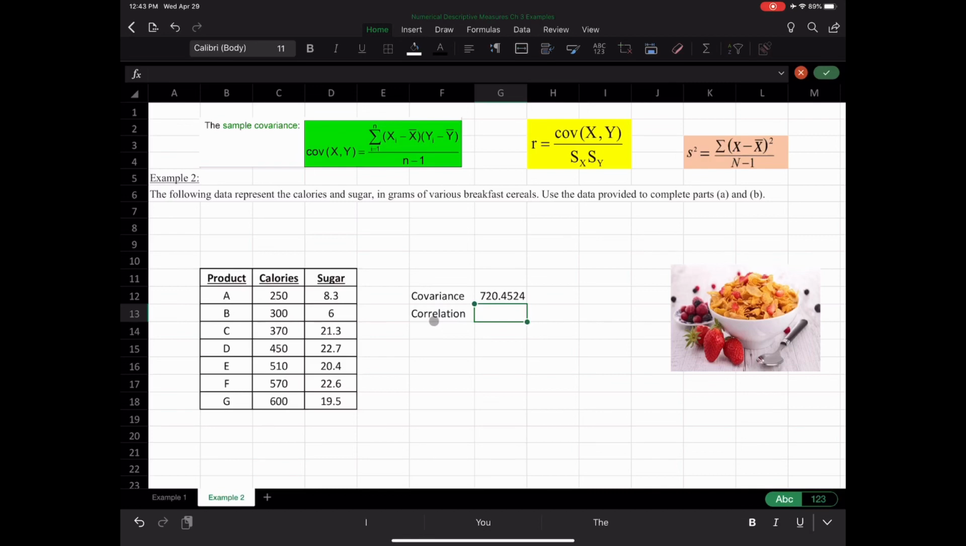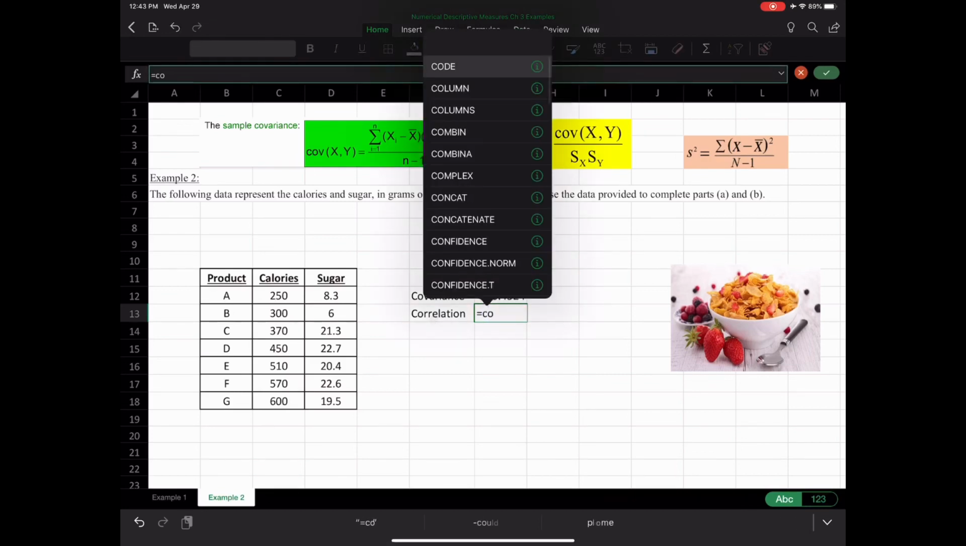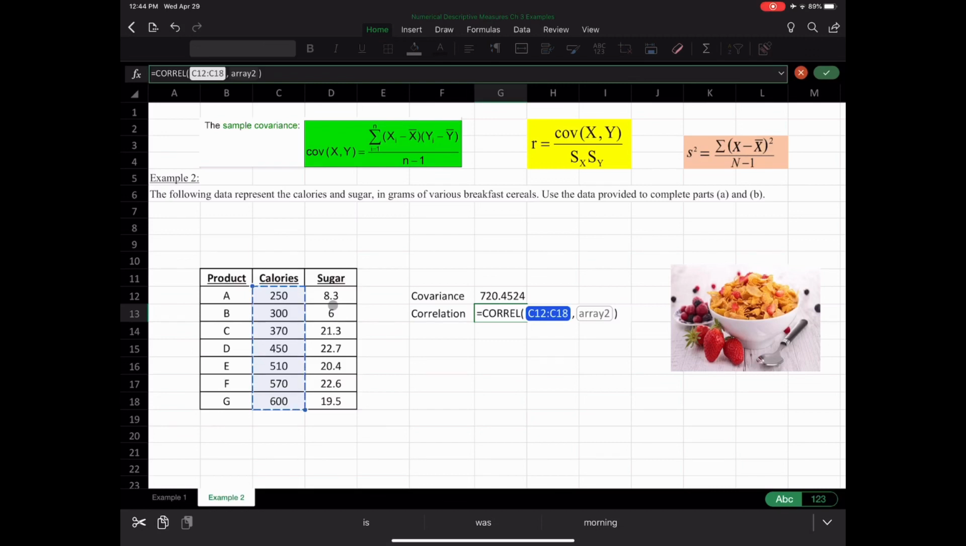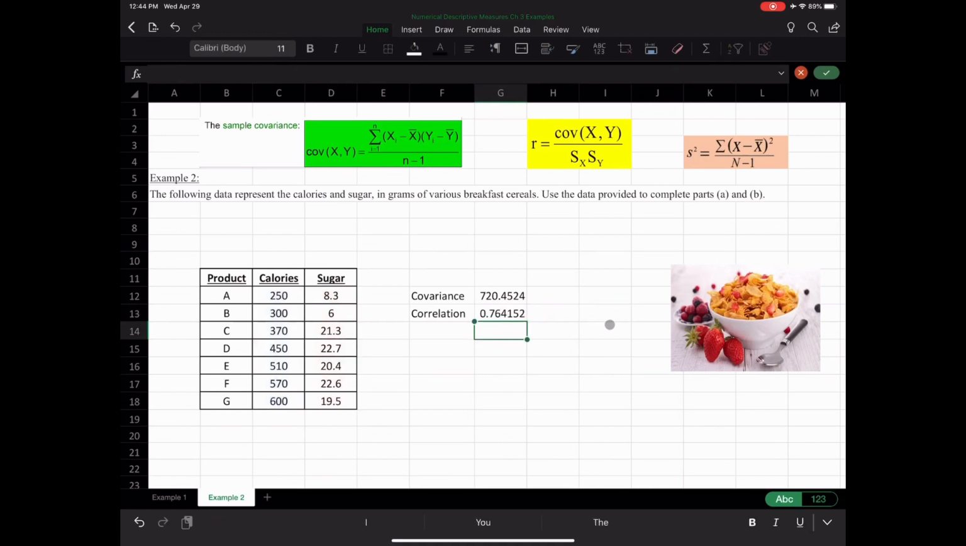Next, we have the correlation. For correlation, we're going to use the formula CORREL. That's the formula that we're going to use in Excel. Same structure: it will ask you for array 1. Array 1 is your calories, so highlight the data from C12 to C18, comma, array 2 is sugar, so D12 to D18, and then enter. Then it will give you the correlation number, which is 0.76.